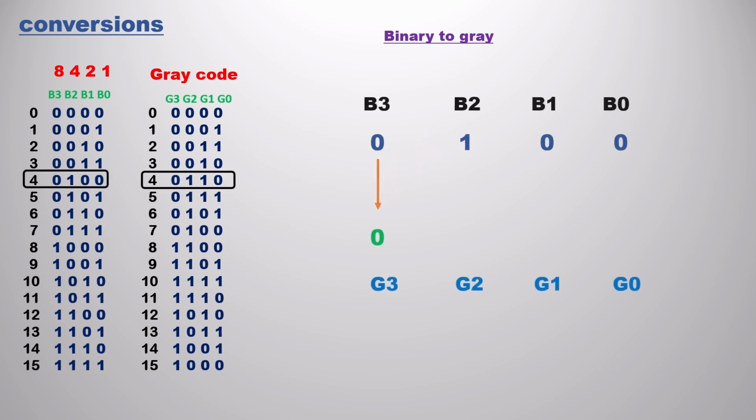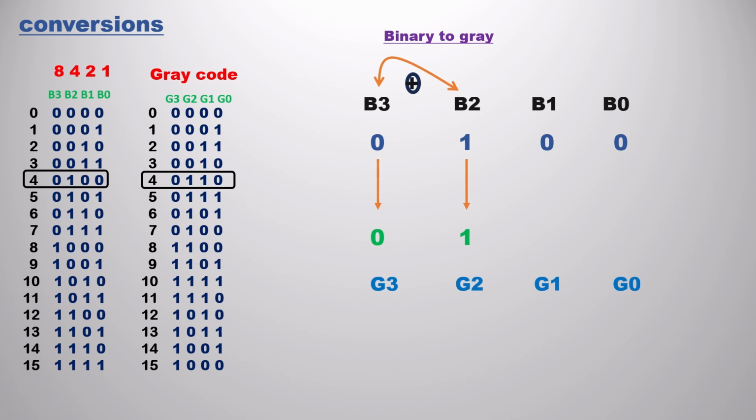Let's see another example to get more clarification. I am going to take 4, that is 0100. We are going to convert that to gray code, to prove it as well, that is 0110. Let's see: B3 is the same as G3. So I directly get 0 as G3.